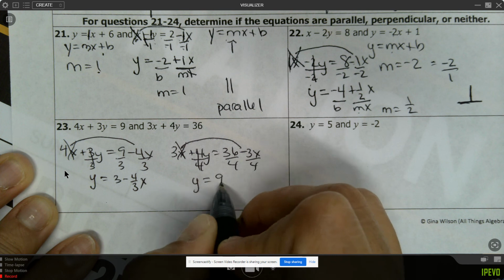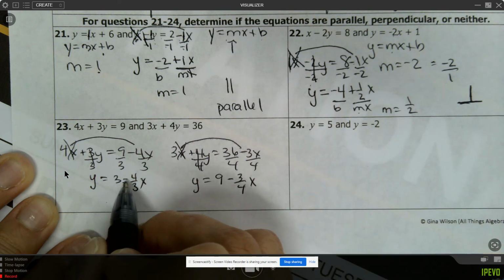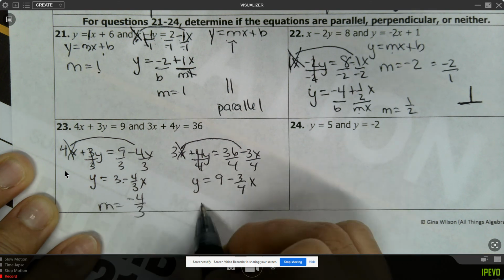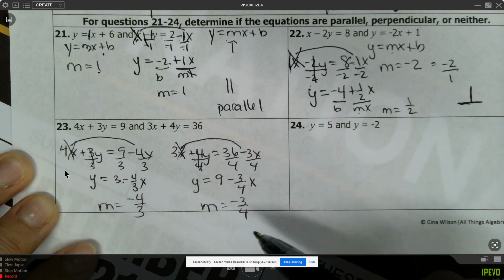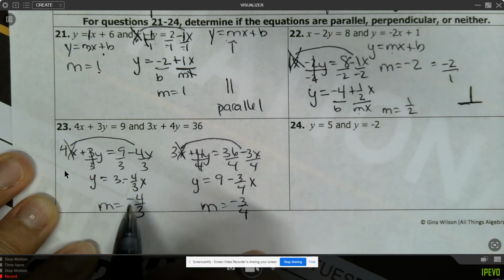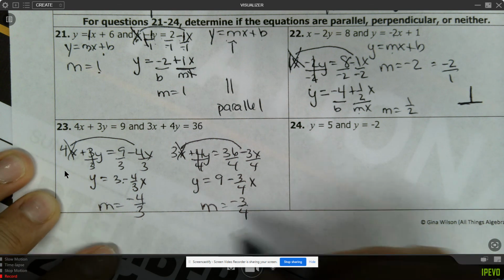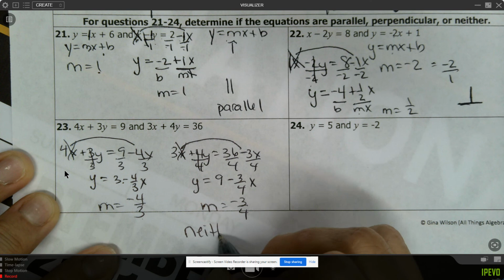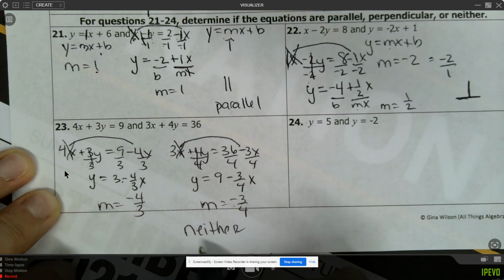So y equals 9 minus 3/4 x. All right, so the number with the x, which is a negative 4/3, is my m. The number with the x, the negative 3/4. So are these going to be parallel, which would be the same, perpendicular, opposite sign but flipped over, or are these neither? All right, so these are neither because now they are flipped, which is awesome, but the signs are the same. So that makes them neither.